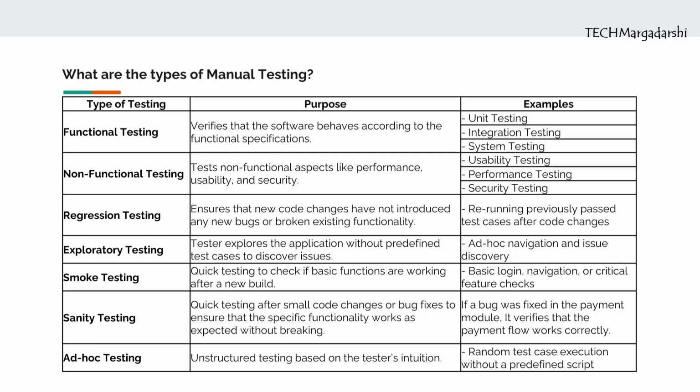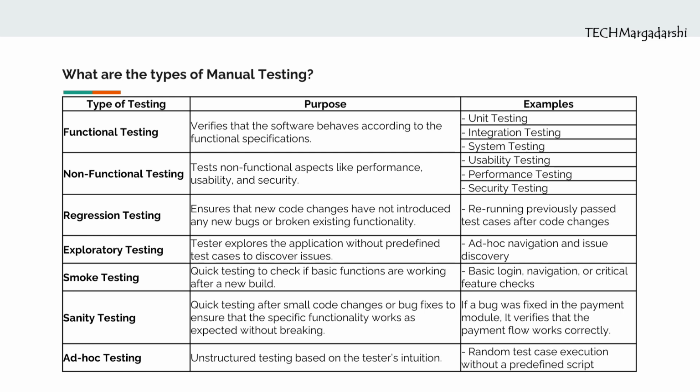Regression testing: after code changes, we rerun previously passed test cases to make sure nothing is broken. This helps confirm that new features or fixes don't create new bugs. Exploratory testing: in this type, the tester explores the application freely without predefined test cases. It's useful for discovering unexpected issues through ad hoc navigation. Smoke testing: this is a quick round of testing to check if the basic functions are working after a new build. For example, verifying login, navigation, or other critical features.